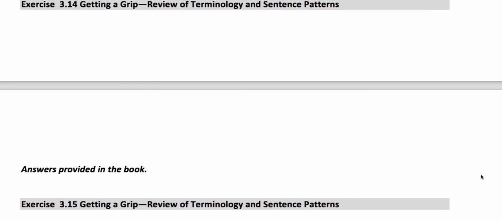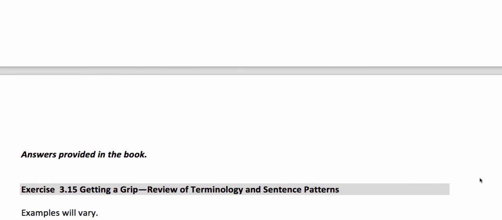3.14 and 3.15, those can certainly vary tremendously, and those are items that you need to look at individually. So that is all for the video for homework 8.